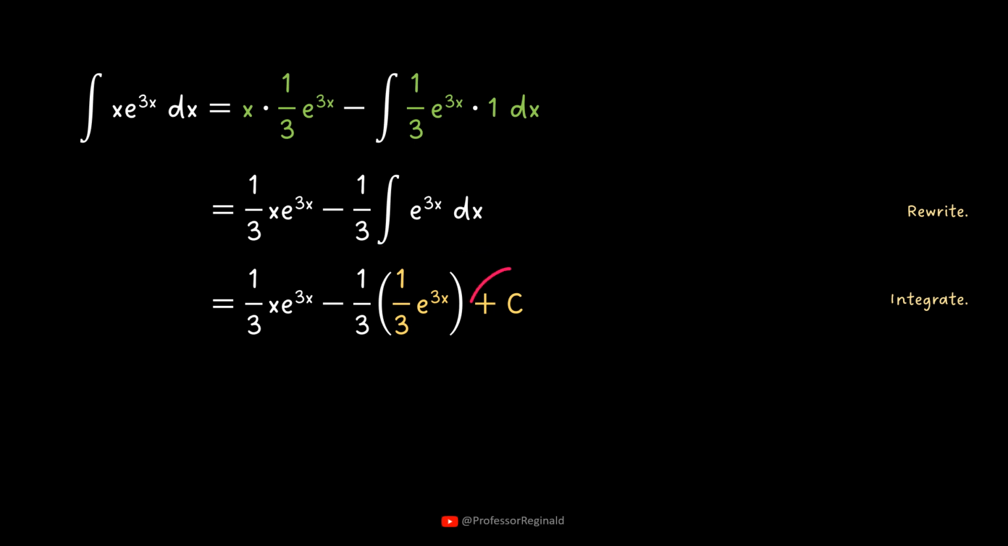Add the constant of integration after solving the last integral. Then simplify by factoring out common factors. Therefore, the integral of x times e raised to 3x dx is equal to 1 over 9 times e raised to 3x times the quantity 3x minus 1 plus c.